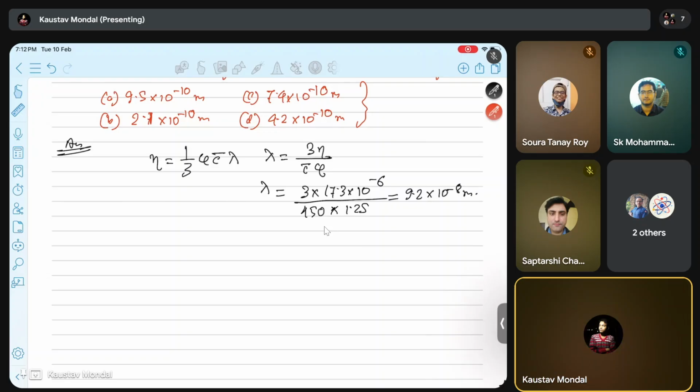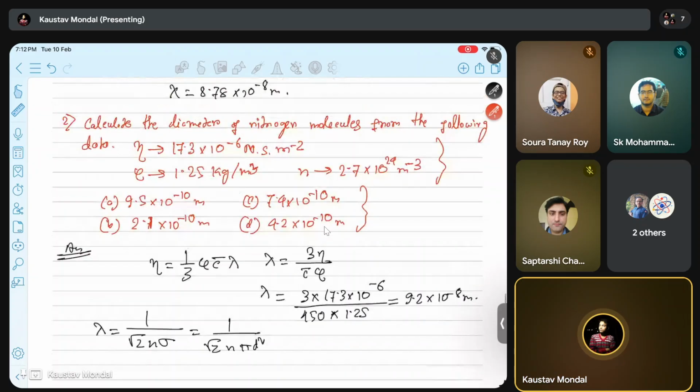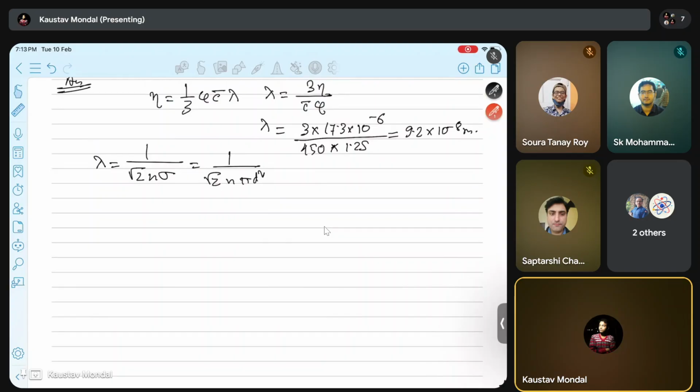Okay, now lambda we know. Lambda is 1 by root 2 n sigma, right? So sigma is pi d square. We have been asked to calculate the diameter, so d is the diameter. d is basically 1 by square root of root 2 n pi lambda.